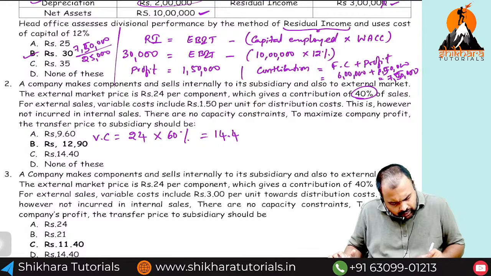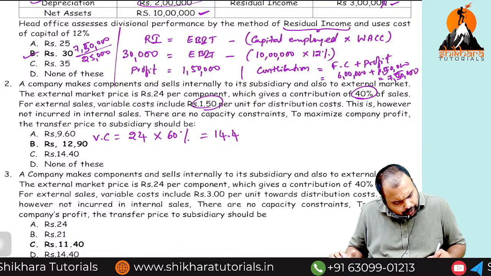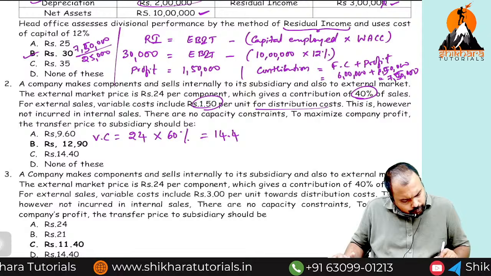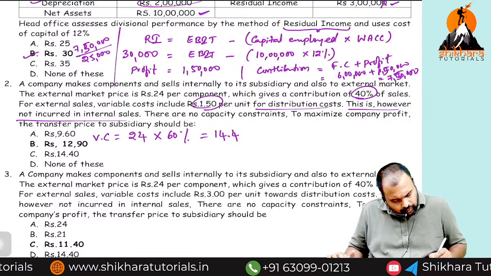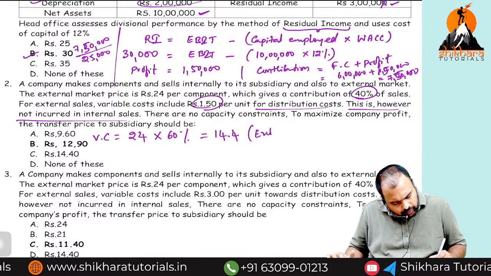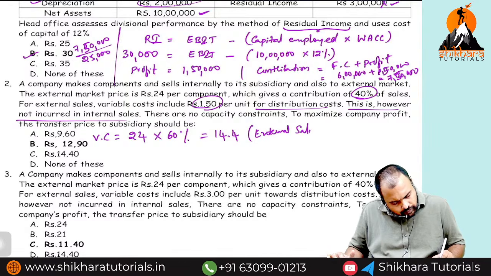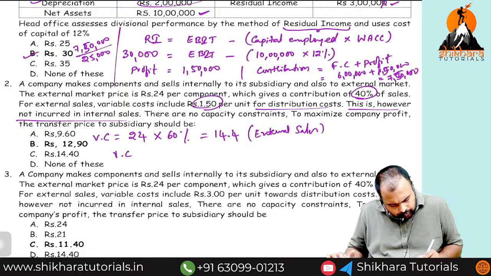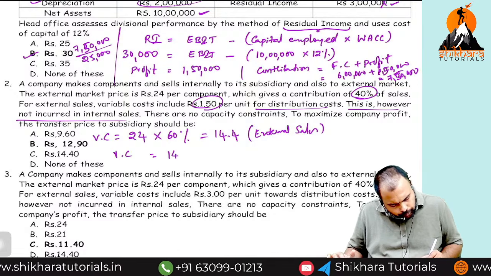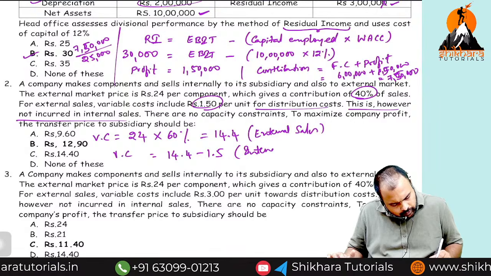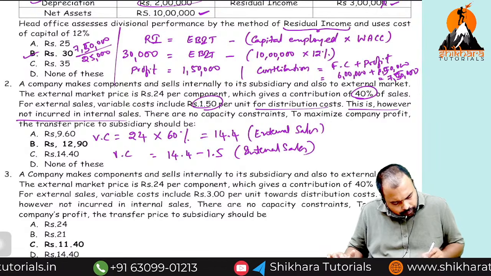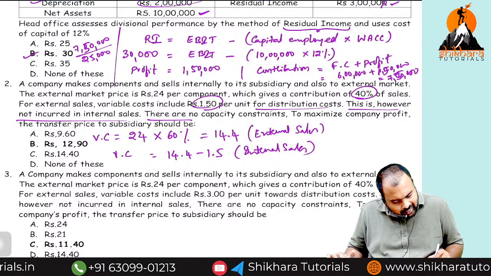Okay, for external sales, there is a variable cost of 1.5 per unit for distribution cost. This is, however, not incurred for internal sales, sir, and this is the variable cost for external sales. Then the variable cost is equal to 14.4 minus 1.5. This is for internal sales, and there is no capacity constraints.